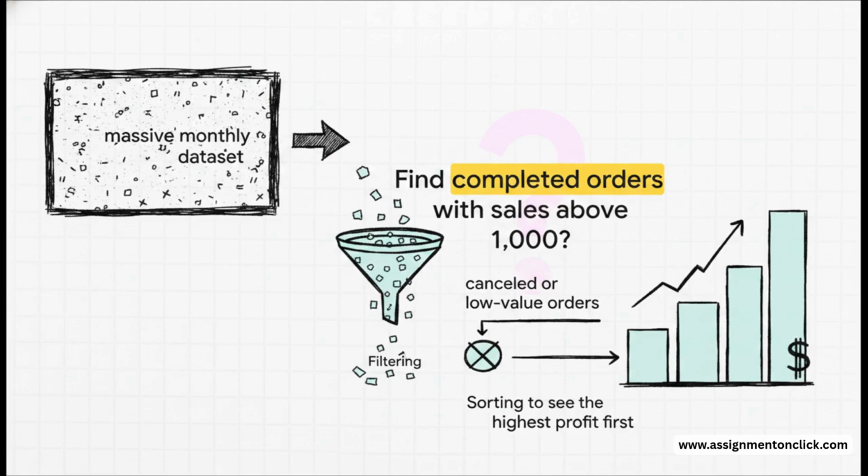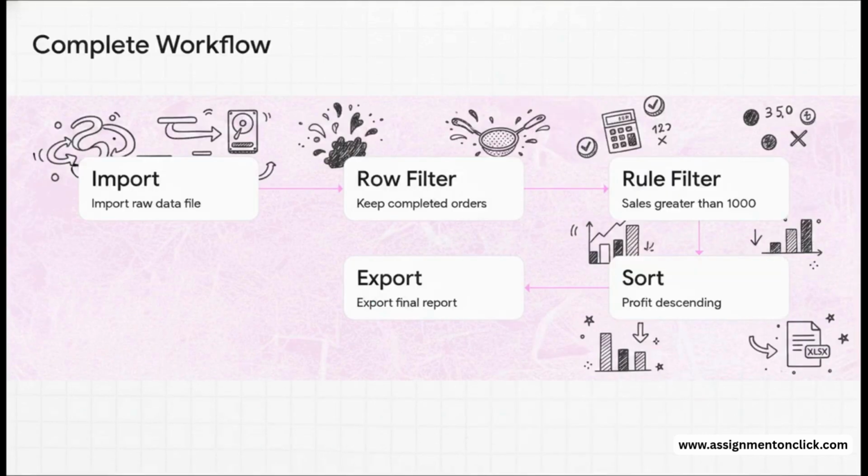How do we find completed orders with sales above 1,000 and quickly sort them to see the highest profit right at the top? They want to immediately review high-value transactions from a massive, totally unwieldy monthly data set. They absolutely do not have the time to sift through canceled or low-value orders, and they need this done fast. By following a highly structured 5-step process, we can flawlessly answer that exact question.